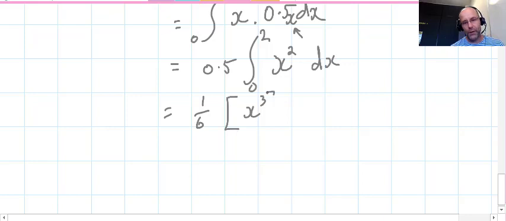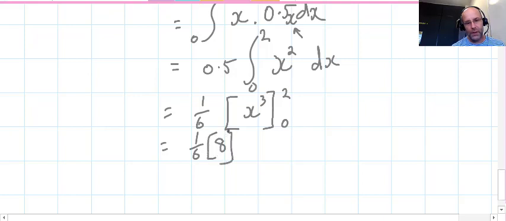So I've moved that denominator of 3 outside, which by now you should know you can do. And we've got 1/6 outside of 8 take 0, which is 1/6 times 8, which is 4 on 3.